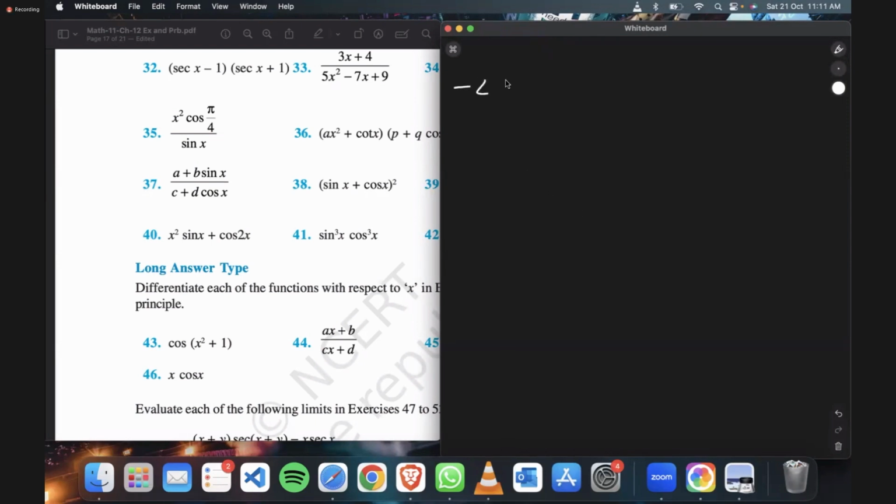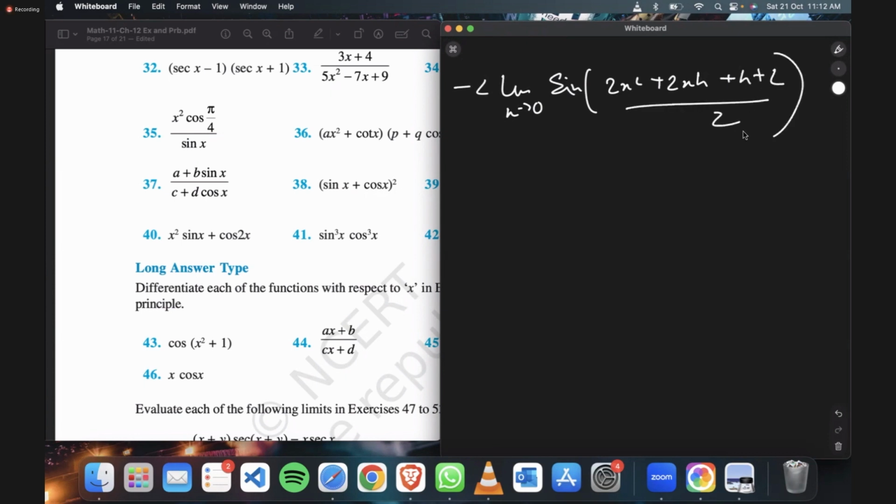Yeah, minus 2, limit h tends to 0. That part will be 1, and I'll be left with 2x plus h only. First I have to write this sine whole thing: 2x square plus 2xh plus h plus 2 whole divided by 2, and that sine h by 2 times 2x plus h by 2, the whole thing, will be a 1, and what is further is 2x plus h by 2.